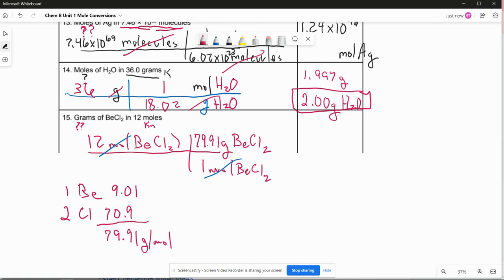Grams per mole. So to get this answer, I'm just going to do 12 times 79.9 divided by 1 equals 958. So I'm going to put 960 for my answer. That's grams of beryllium chloride.